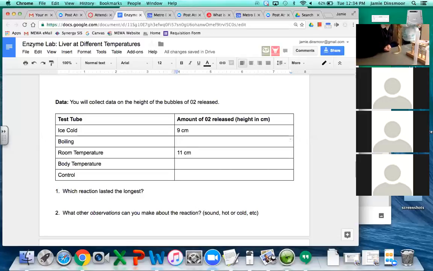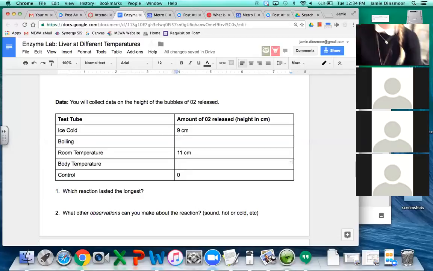All right, and then we are going to go to our control, which was 0, right? Well, actually, technically we should measure to the top, because that's kind of what we've been doing. But no, we'll just say it's 0. It didn't do anything.